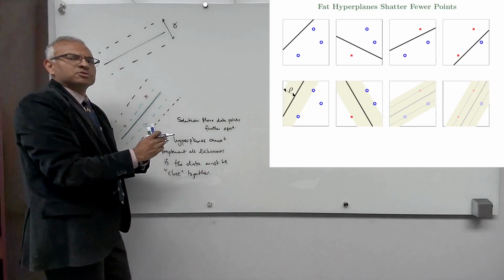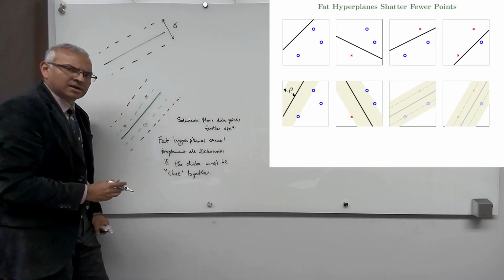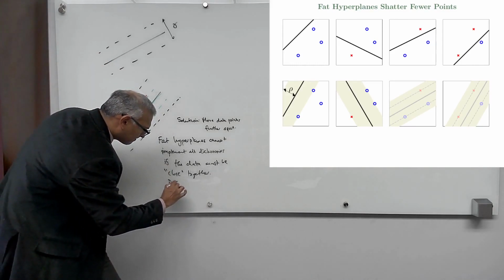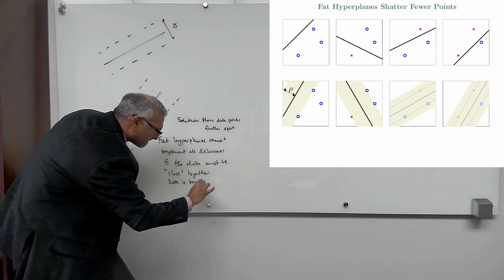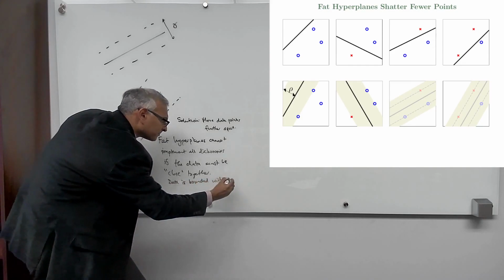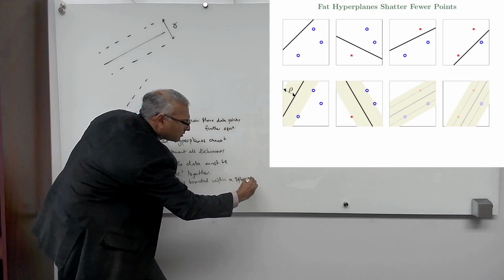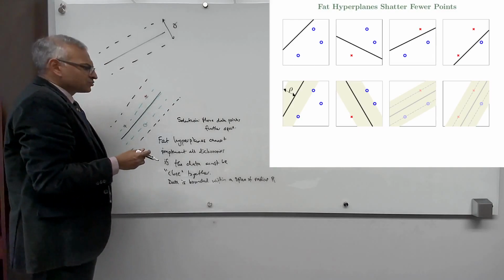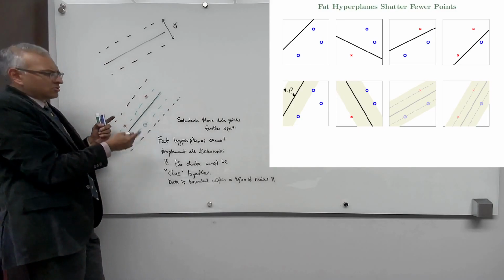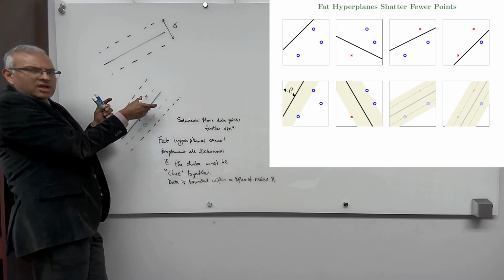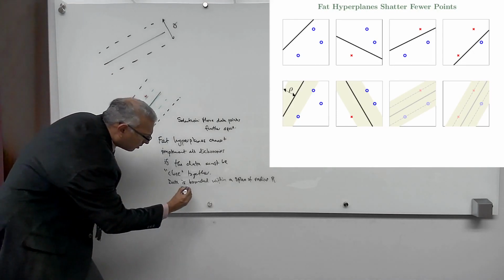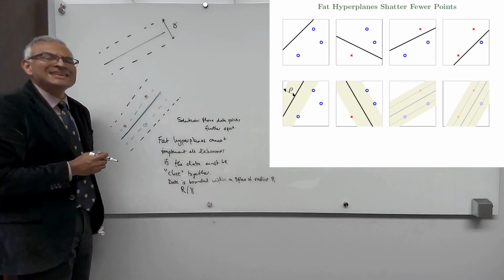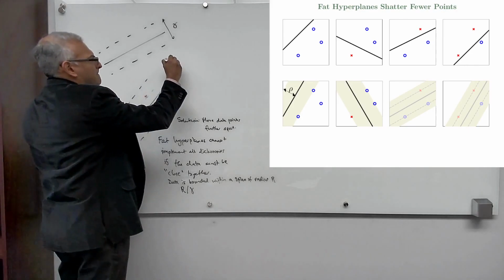For example, imagine that your input space is a bounded sphere of radius r. So the data is bounded within a sphere of radius r. Okay. In which case we expect that the ratio of the radius of the data to the thickness of the hyperplane is going to play a role. So R over gamma is sort of the dimensionless parameter that's going to play a role. And indeed, theorem.